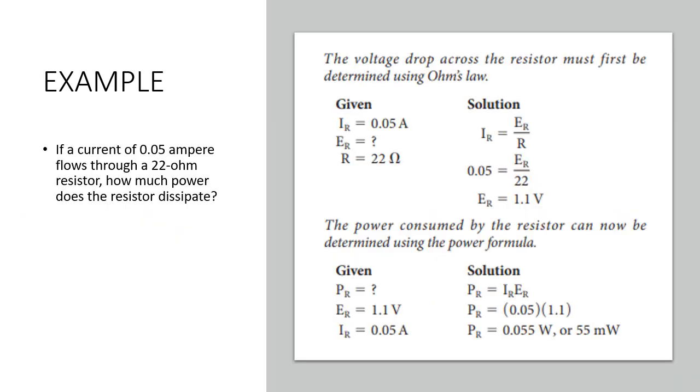Example: if a current of 0.05 ampere flows through a 22 ohm resistor, how much power does the resistor dissipate? The first step is to determine the voltage drop across the 22 ohm resistor using Ohm's law. Voltage drop is equal to current of 0.05 amps multiplied by 22 ohms. This will give us a value of 1.1 volts. The second step, we can determine the power dissipated at the resistor using the power formula. Power dissipated at the resistor equals current of 0.05 amps multiplied by voltage drop of 1.1 volts. This is equal to 55 milliwatts.